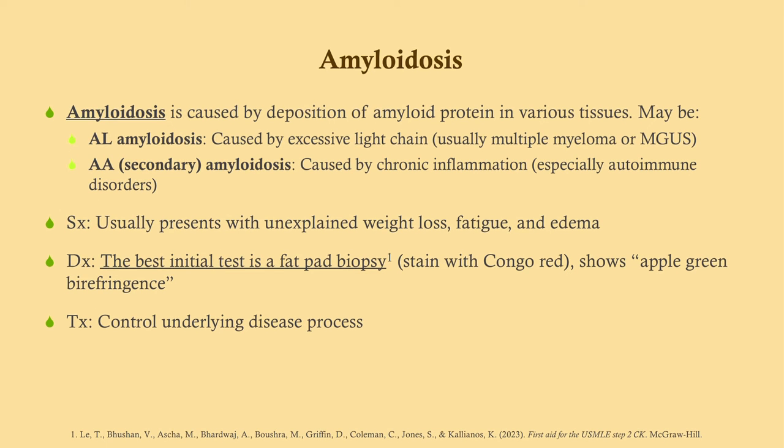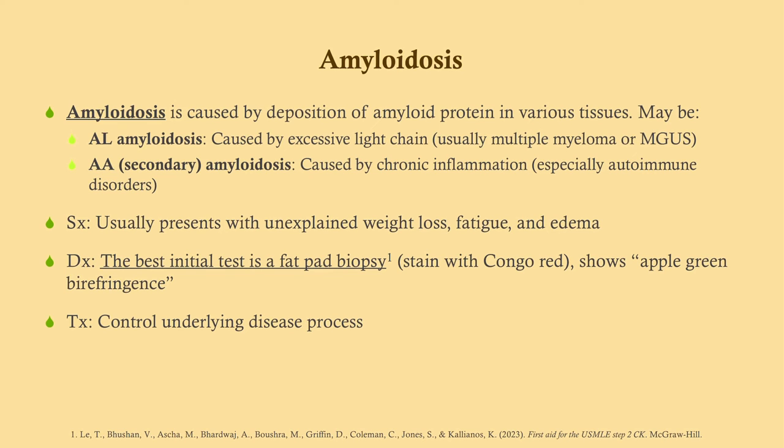Amyloidosis is due to deposition of amyloid protein in the various tissues. It can be AL amyloidosis, which is usually associated with multiple myeloma, light chains, or it can be AA amyloidosis, which is usually associated with chronic inflammation. Basically, what's happening here is that you have deposition of this amyloid protein and it interferes with the nephron's ability to do its job. The best initial test when you suspect amyloidosis is to get a fat pad biopsy.